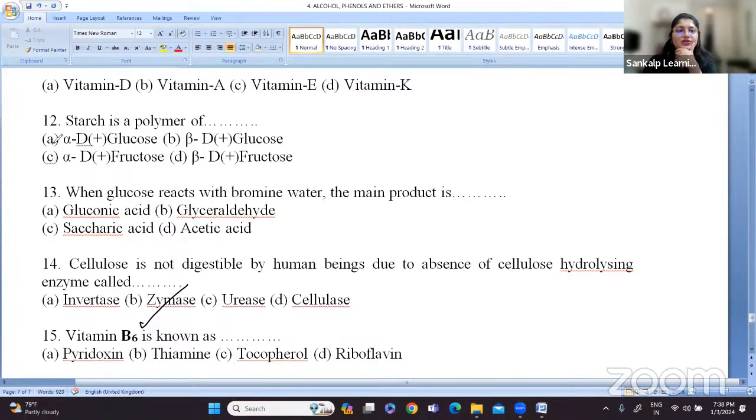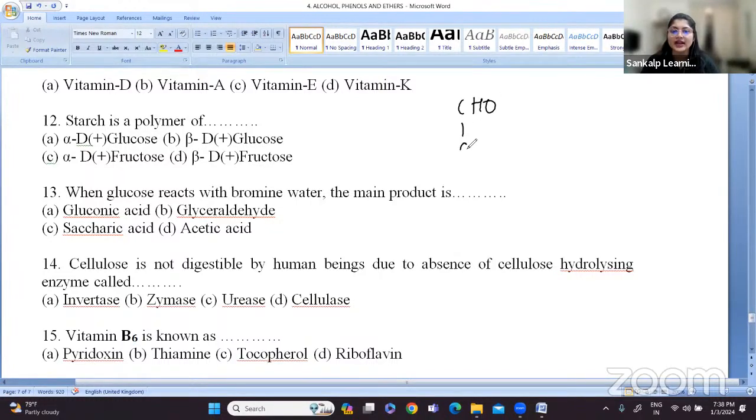Remember this: starch is a polymer of glucose. It consists of amylose and amylopectin. So this starch is made up of alpha D glucose. Next, when glucose reacts with bromine water, what is the main product formed?